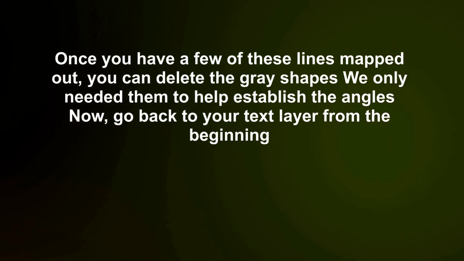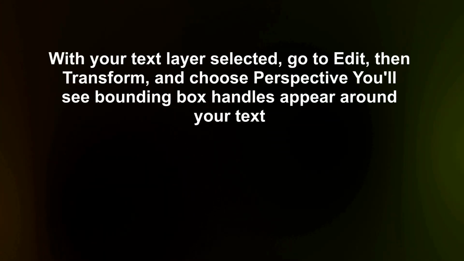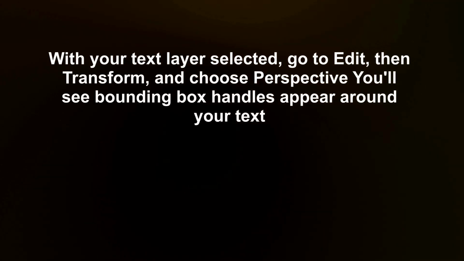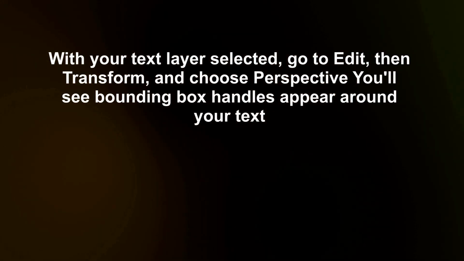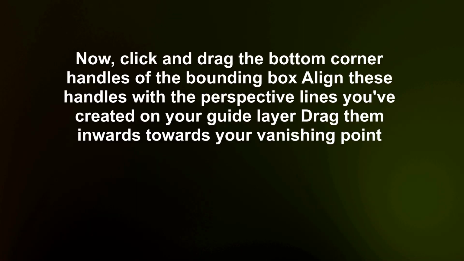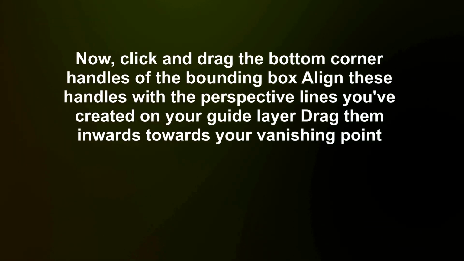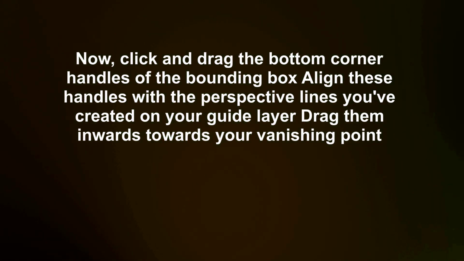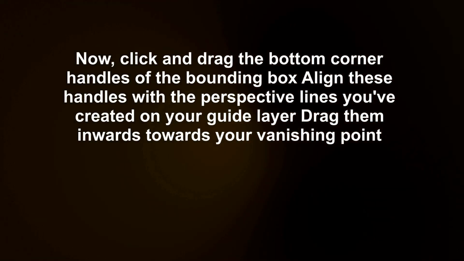Now, go back to your text layer from the beginning. With your text layer selected, go to Edit, then Transform, and choose Perspective. You'll see bounding box handles appear around your text. Now, click and drag the bottom corner handles of the bounding box. Align these handles with the perspective lines you've created on your guide layer. Drag them inwards towards your vanishing point.